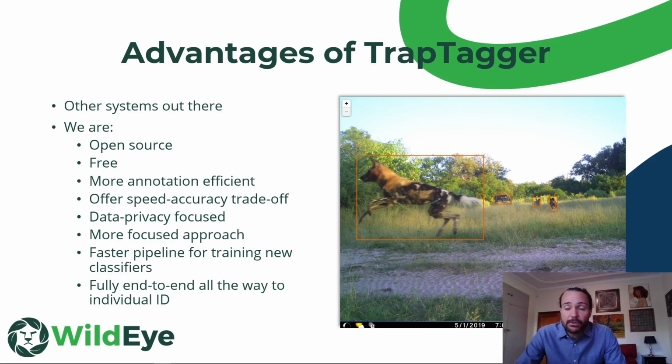And lastly, we also offer a full set of annotation features, all the way from species identification to individual ID in one system. We also offer additional features like informational tagging, so you can add behavioral information and the like to the clusters of images as well.